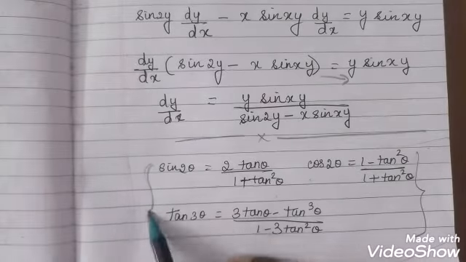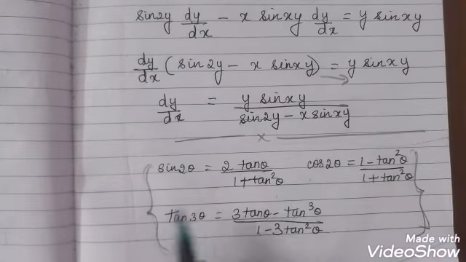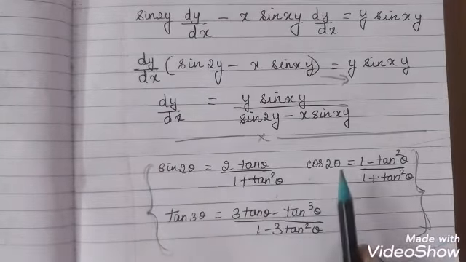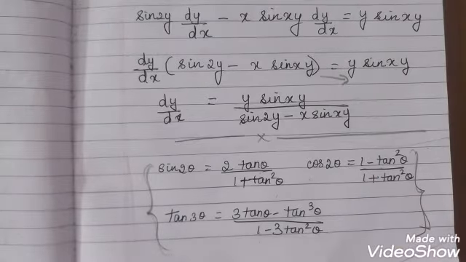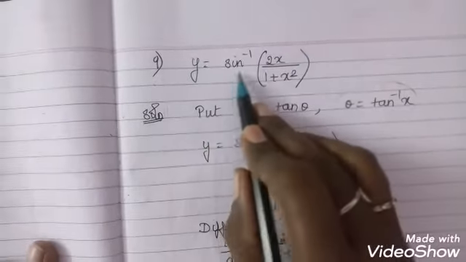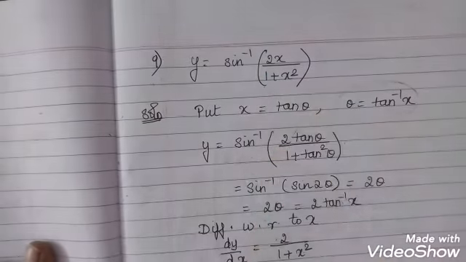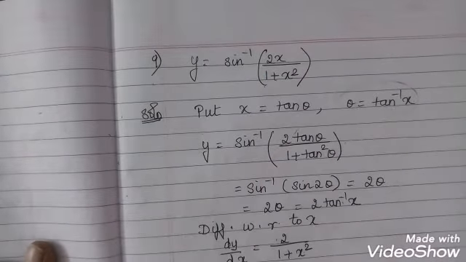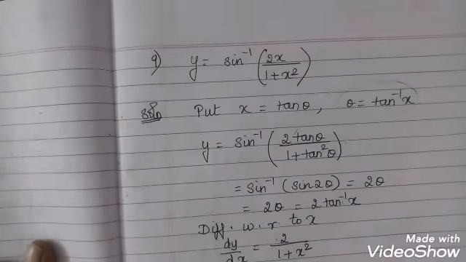As a recalling part, I am just writing it here. You understood? So sin 2 theta, you will have to remember what is cos 2 theta and what is tan 3 theta. These are the formulas you will have to remember for the next set of problems that we are going to do here. So the ninth question, y equal to sin inverse of 2x divided by 1 plus x squared. I told you the next set of problems is going to be slightly different.